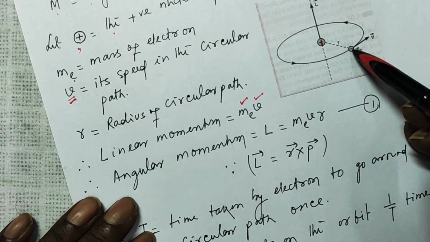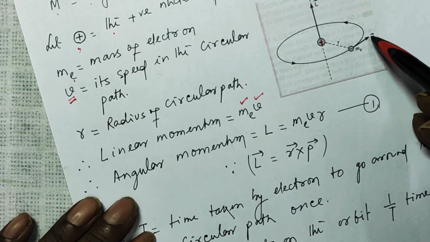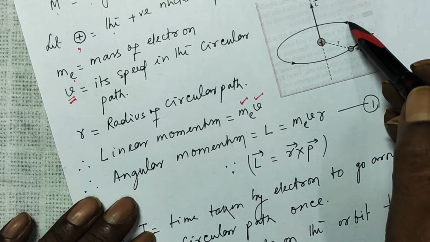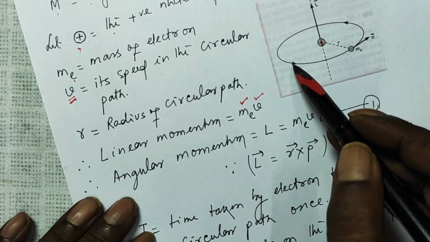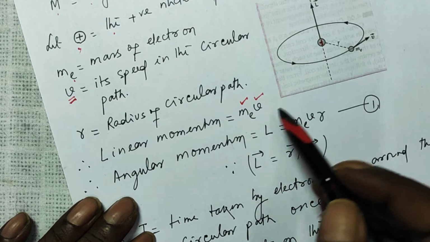At this point, what will be the direction of the linear momentum? To this side. At this point, it will be along the tangent. At this point it will be along the tangent. At this point it will be along the tangent. It is a vector quantity.